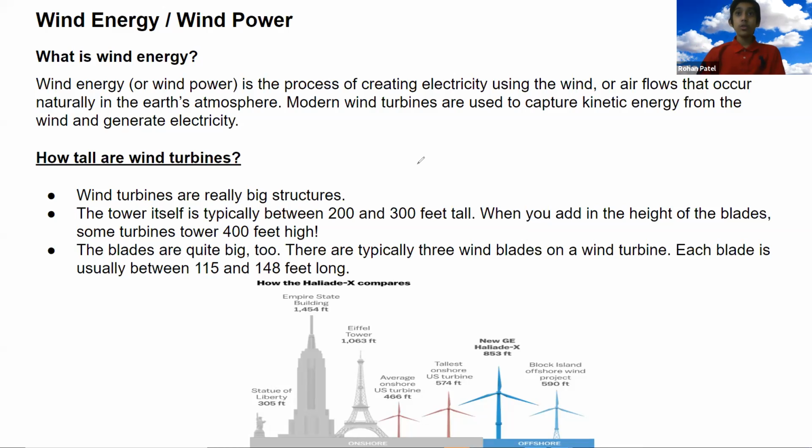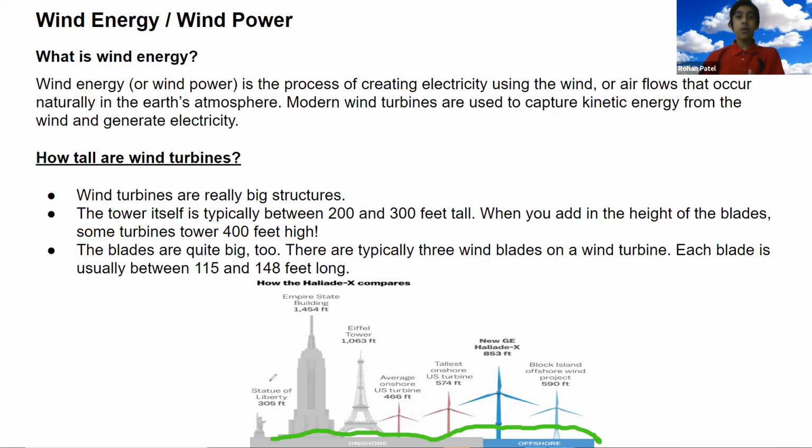Okay, so in our little diagram here, when you look at the Statue of Liberty, it is really big. But if you compare it to the Empire State Building and the Eiffel Tower, it is so tiny. It was super, super tiny.